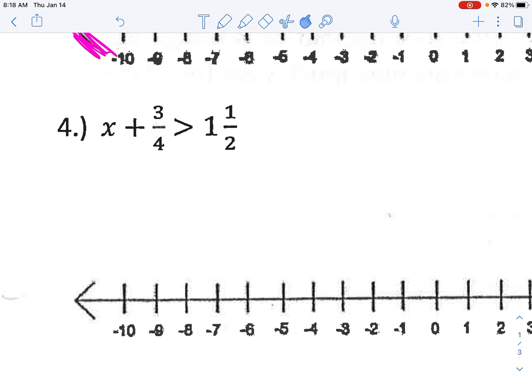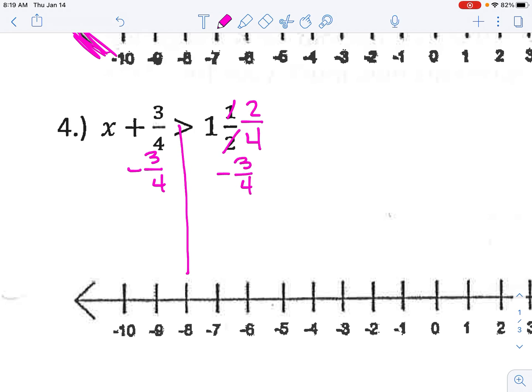All right, first check to make sure that our variable's on the left, which it is. Draw your mirror. Now, the first thing I notice is that I'm going to have to subtract fractions. So I'm going to make this 2 a 4. 2 times 2 is 4 and 1 times 2 is 2. I need a common denominator if I'm going to subtract fractions. The inverse operation for plus 3/4 is minus 3/4 on the left and minus 3/4 on the right. So my 3/4 on the left are going to cancel. So I have x is greater than.